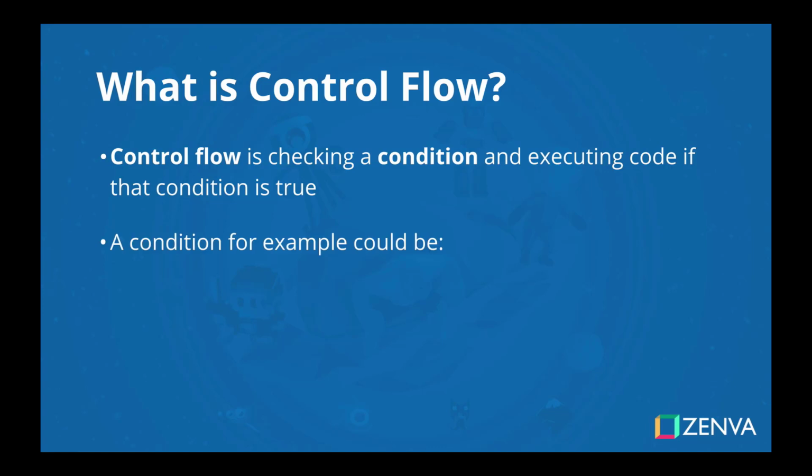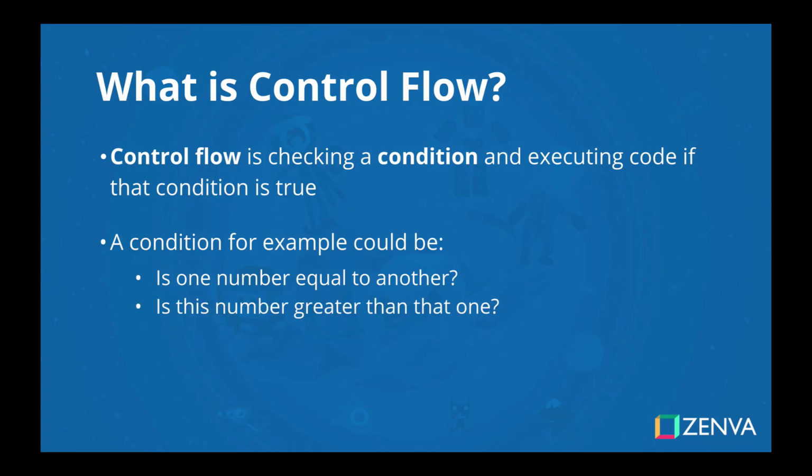So some examples of these conditions that we're checking for could be: is one number equal to another? Is some number greater than or less than another number? Or perhaps does a list contain a specific value? These are just a few of the examples of which we would apply control flow to execute certain parts of the code.